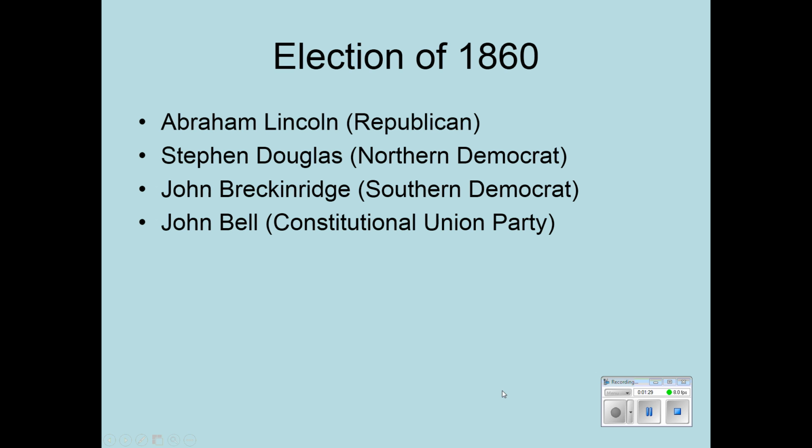And then finally, Abraham Lincoln was the Republican. He was against the expansion of slavery to the territories, period. Lincoln won the election with no Southern support, and that goes a long way to explain why the Civil War happened when it did. The South now did not believe that it could control its own future anymore.